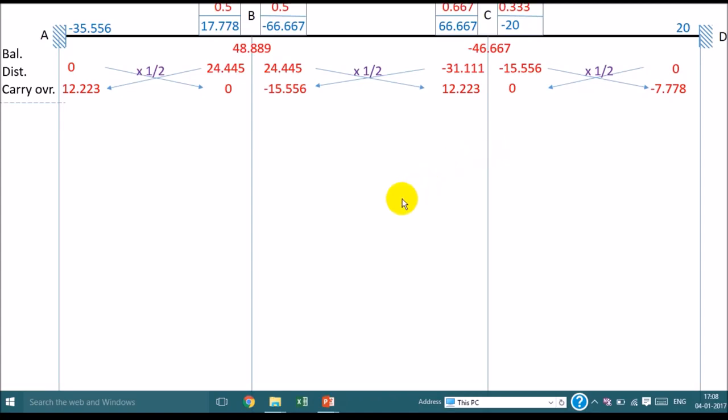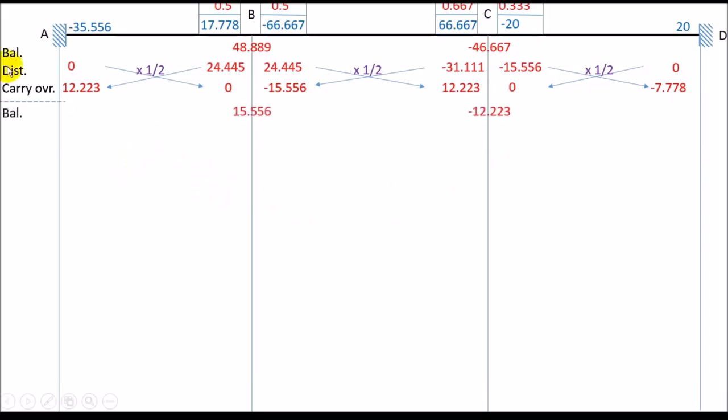Now we'll move to the next iteration. Okay, again the same steps we have to follow. First it would be balancing. Now balancing is done for these. Okay, see, you can see here this is an unbalanced moment of minus 15.556, that is, there's an anti-clockwise moment of 15.556 produced on my support, and my beam is counteracting it by providing a clockwise moment of 15.556. The contribution would be given as 7.778, that is, I have multiplied this by its distribution factors.